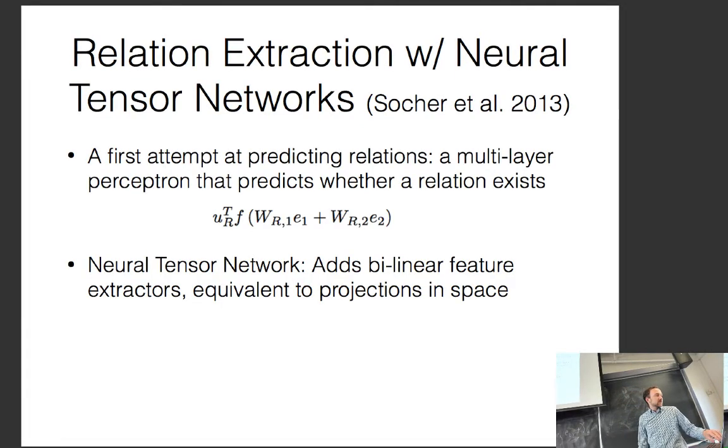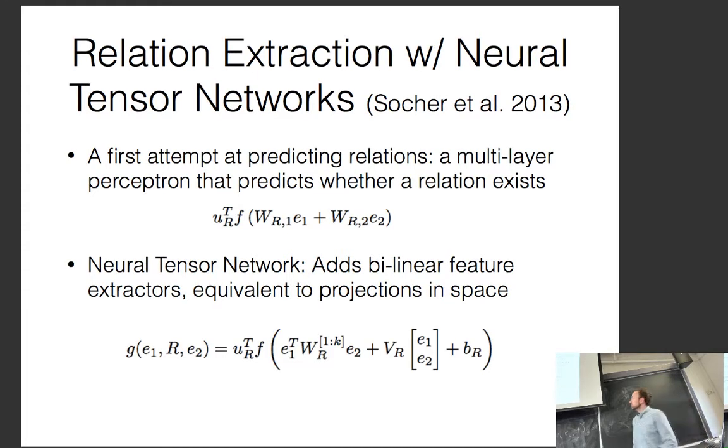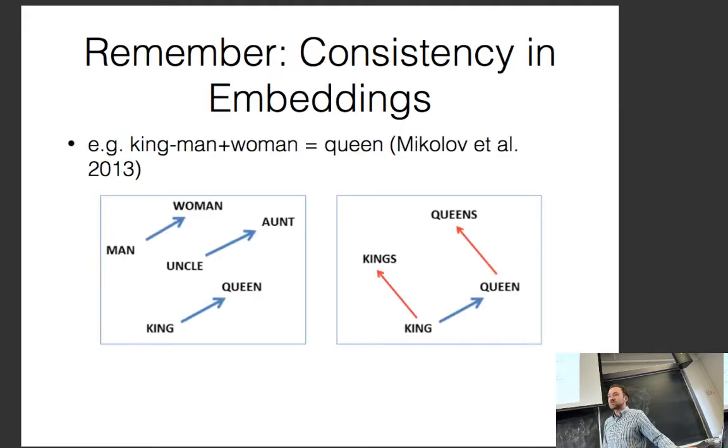So this paper expands on this a little bit. They use a neural tensor network which adds bilinear feature extractors, which are projections in space. This part over here is basically equivalent to the thing up top, but they also add a bilinear function where you take the entity and multiply it by a matrix, and then you take the other entity. What this is saying is we're taking entity 2, projecting it into a new place in space, and then finding out how close it is to the other entity. That exactly follows our intuition here, right?